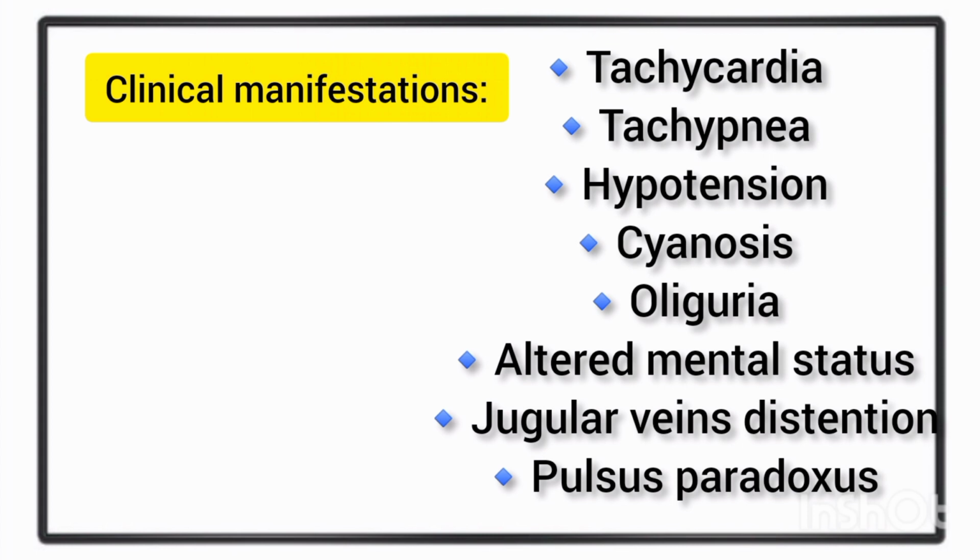So we can see tachycardia, meaning increased heart rate, tachypnea, meaning increased respiratory rate, hypotension, meaning low blood pressure, cyanosis, oliguria, meaning decreased urine output, altered mental status, jugular vein distension, and pulsus paradoxus. Okay, so these are the clinical manifestations we can see in obstructive shock.